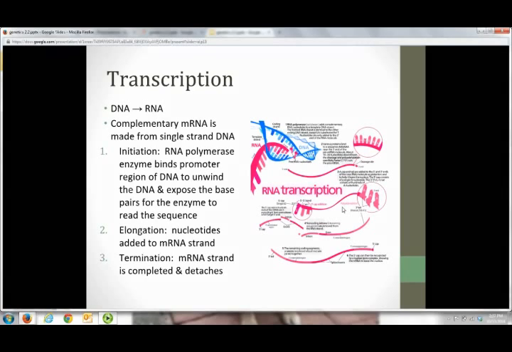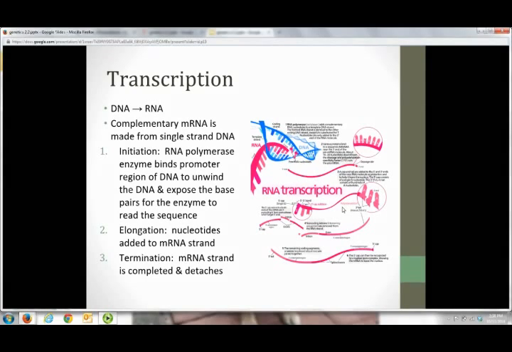Transcription is the portion where you use the DNA as a template to make RNA. The mRNA is complementary, and it's made from just a single strand of DNA. So at the beginning we have the initiation of the process where an RNA polymerase enzyme is going to bind to a promoter region of the DNA. Here it will unwind the DNA and expose the base pairs on the inside for the enzyme to be able to get in and read the sequence.